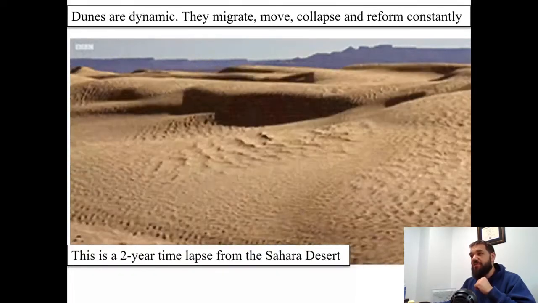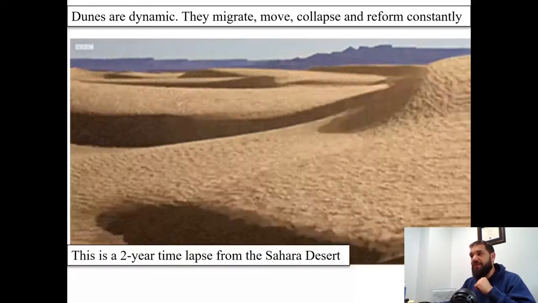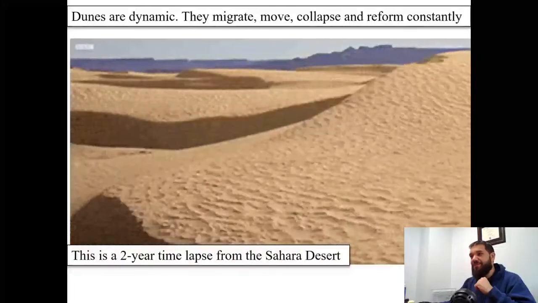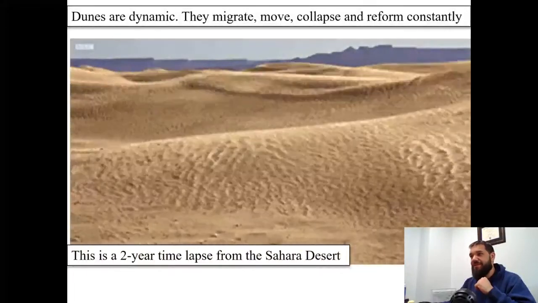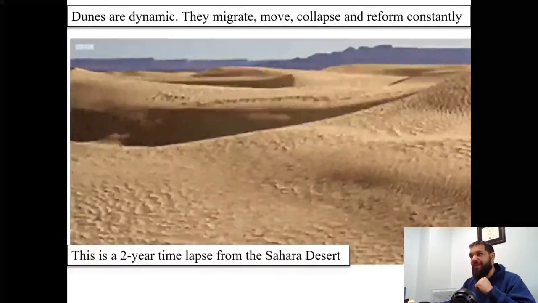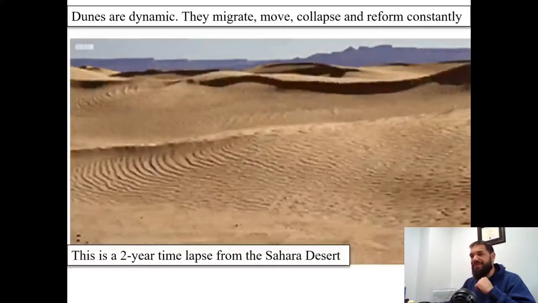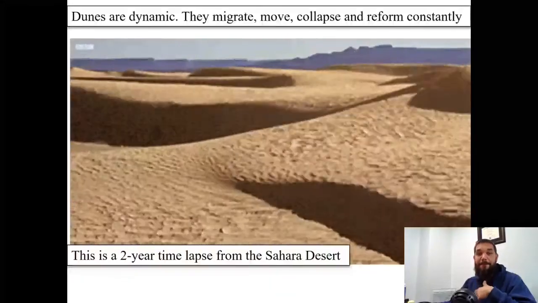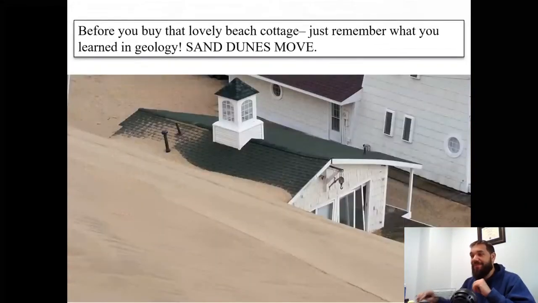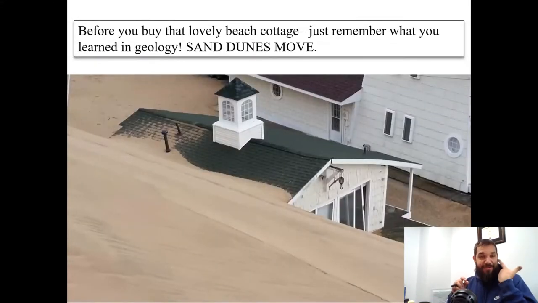Okay, so this is a 2-year time lapse from the Sahara Desert, and notice it's really, really cool. You know, they're collapsing, they're moving, they're migrating. The ripple marks are forming and then recollapsing. So you can see they're not static at all; they are moving. So that's why now you know things like this.